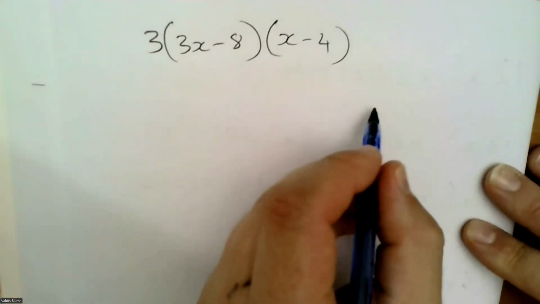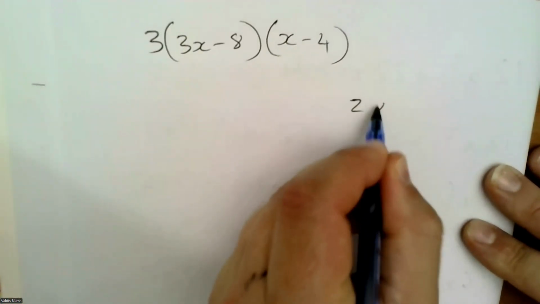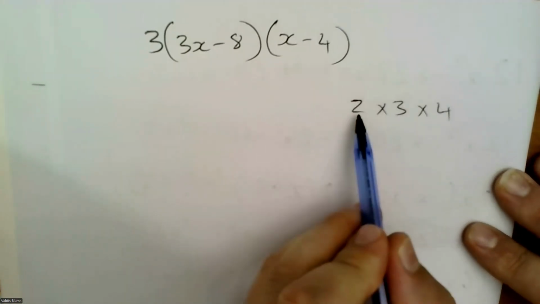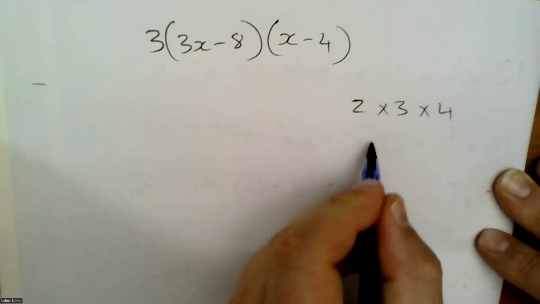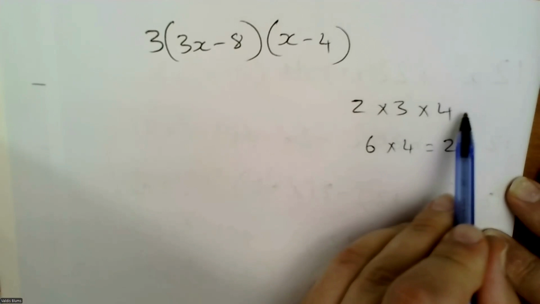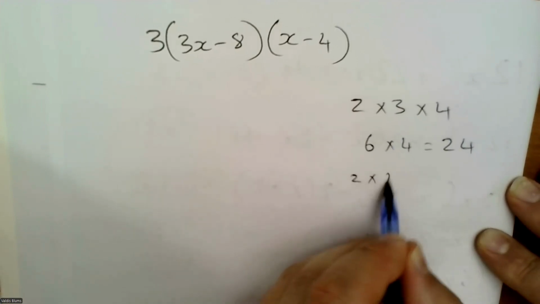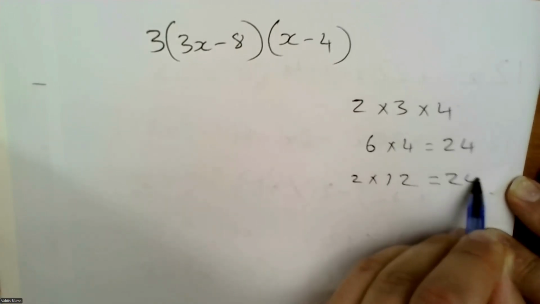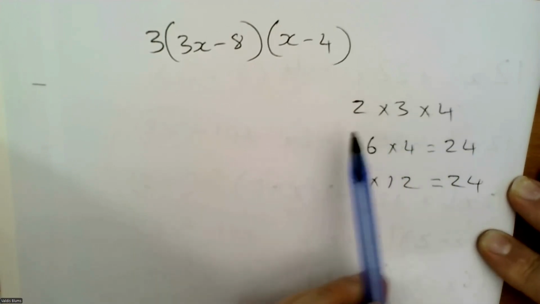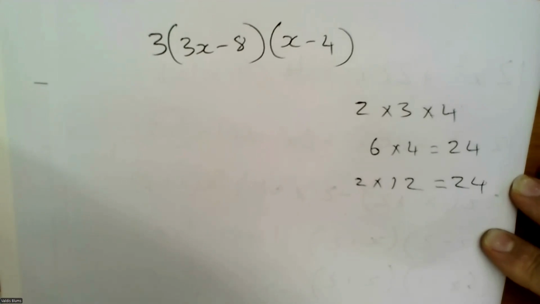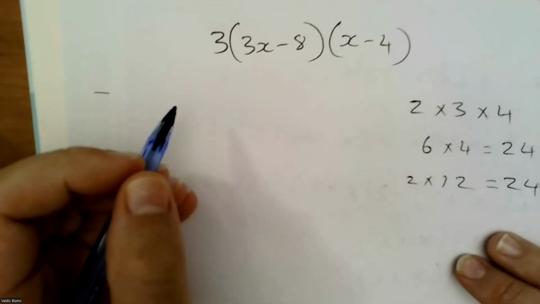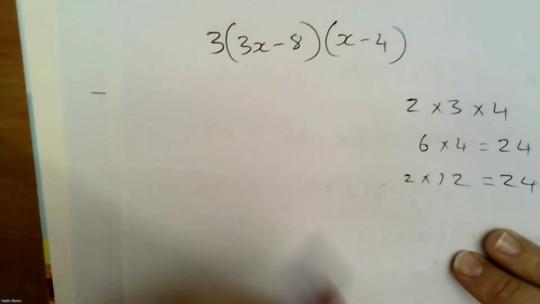The reason I'm saying order doesn't matter is because if you have 2 times 3 times 4, you have 6, you have 6 times 4, which gives you 24. Or you could have 2 times 12, again, gives you 24. So when you just have multiplication or division between components, order doesn't matter. You get the same result. Now, you may have done a different order to me, but again, we should get the same result.